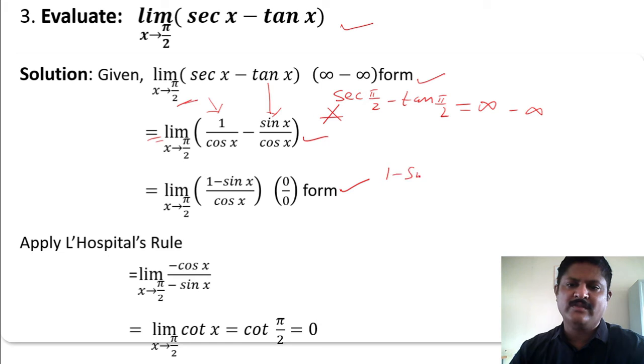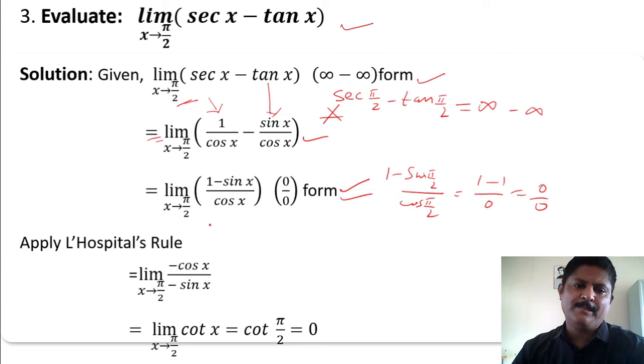Definitely, 1 minus sin pi by 2 is 1 minus 1, divided by cos pi by 2, which is 0, so 0 by 0 form. Apply L'Hospital's rule, that is, differentiate numerator and denominator separately with respect to x. Therefore, limit of x tends to pi by 2. Here differentiation of 1 minus sin x is minus cos x, differentiation of cos x is minus sin x, which is nothing but minus cos x by minus sin x, cot x. Cot of pi by 2 equals 0. This is the value of our limit.